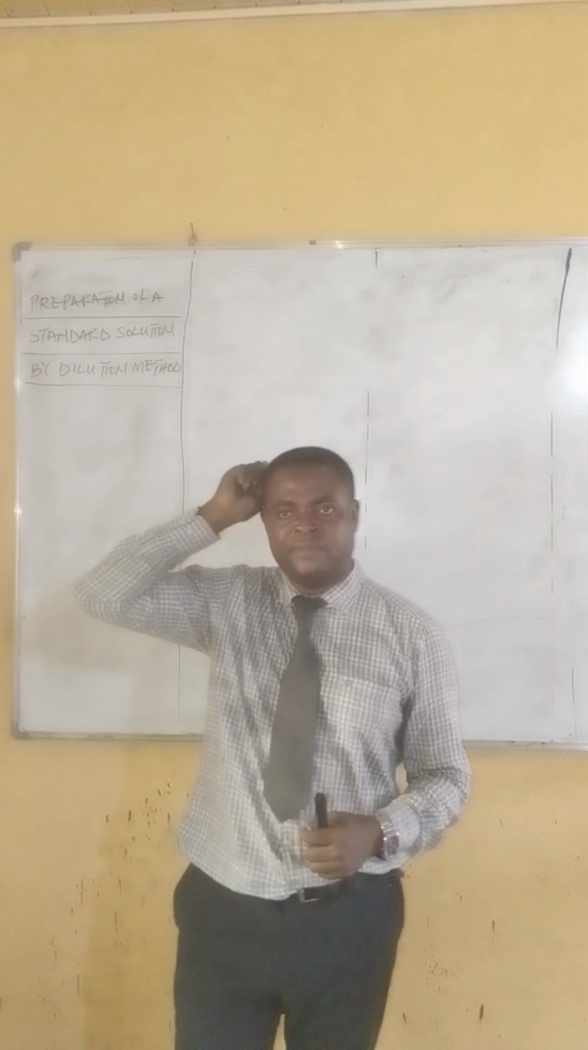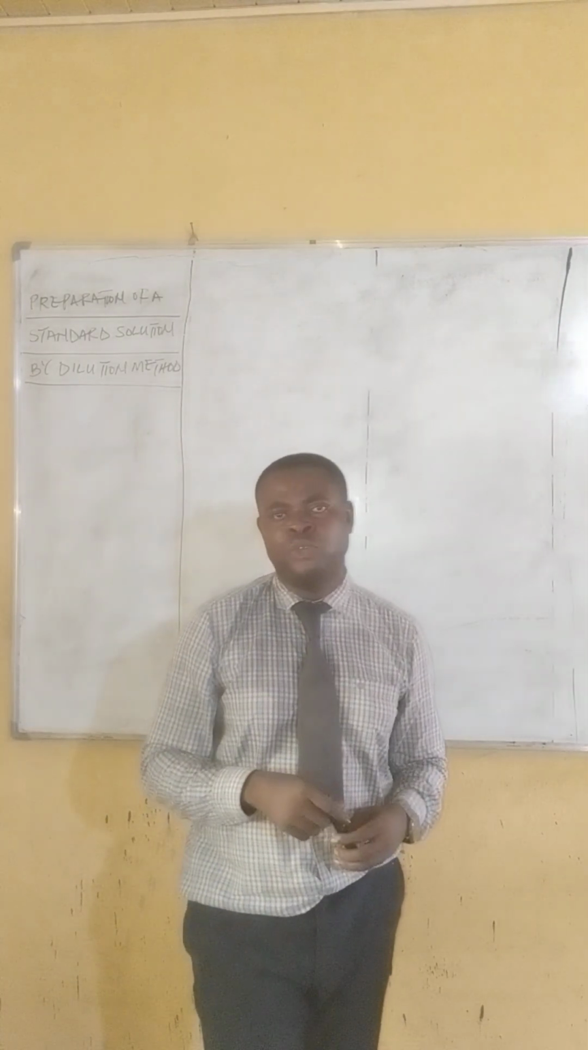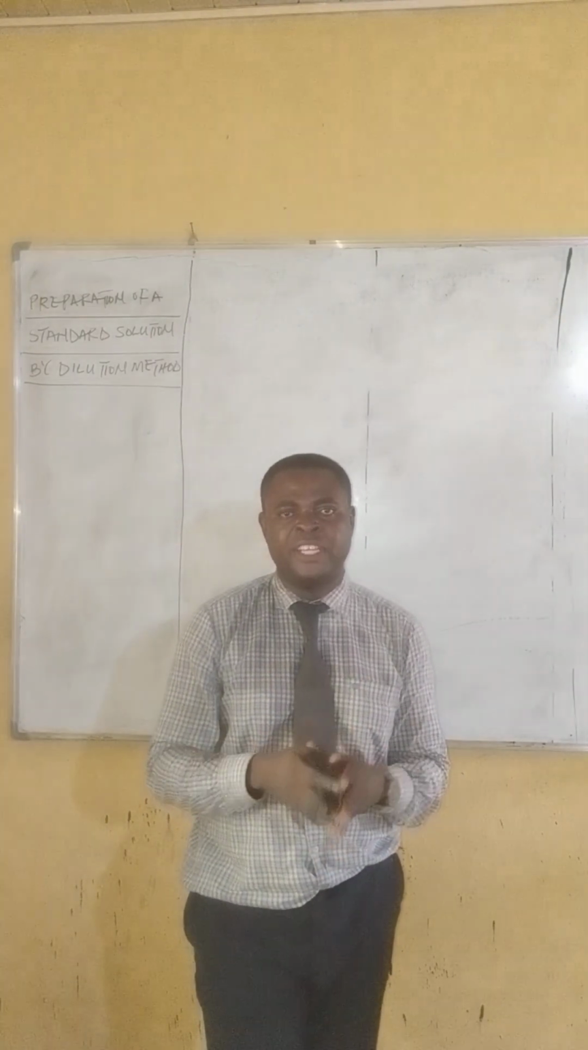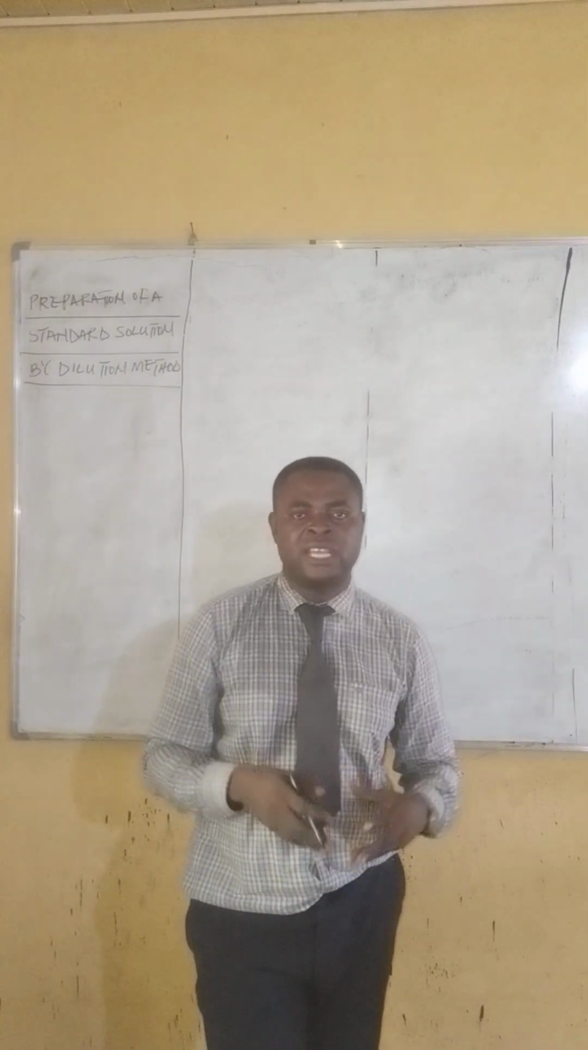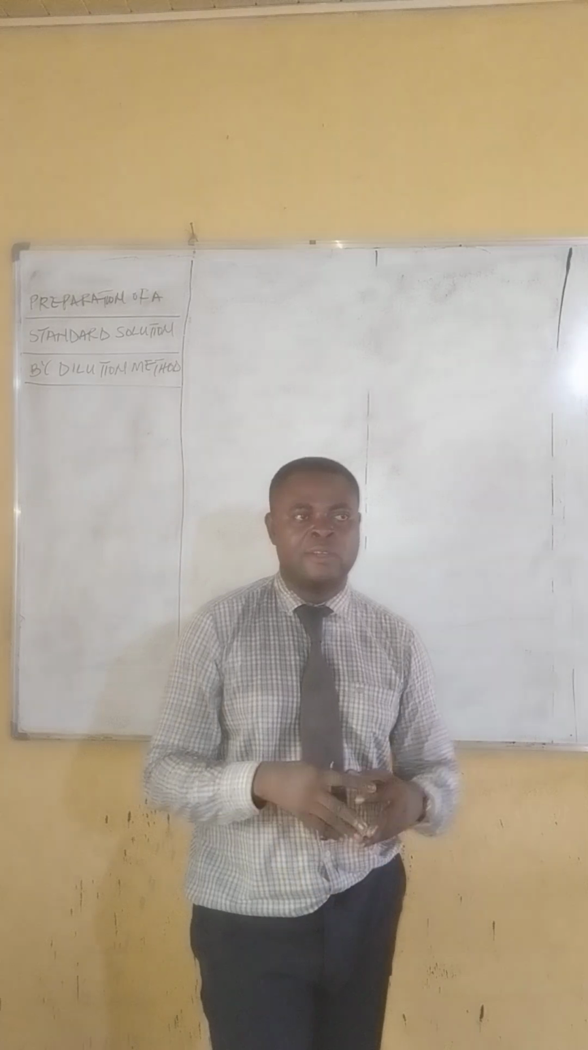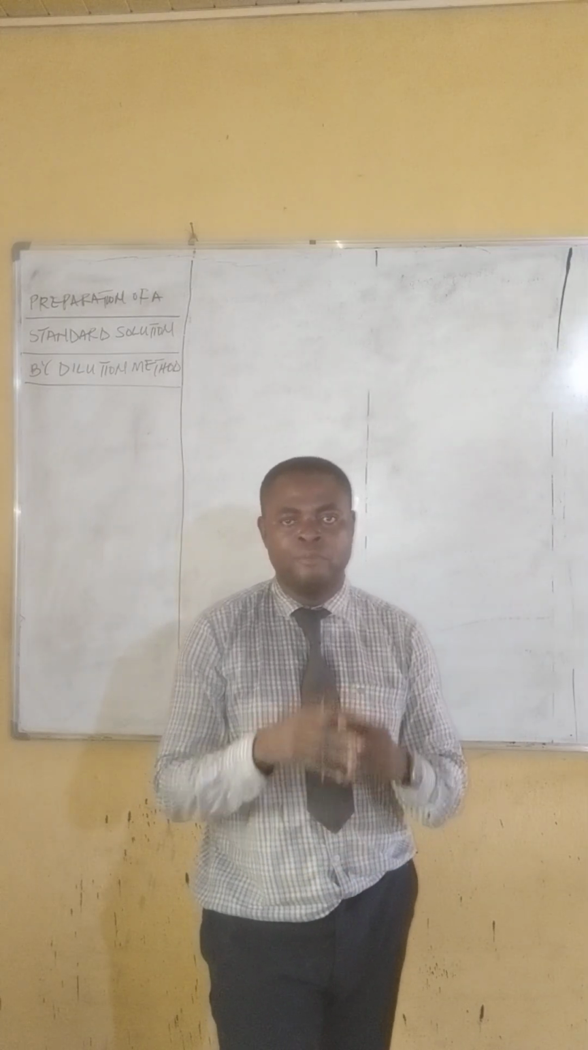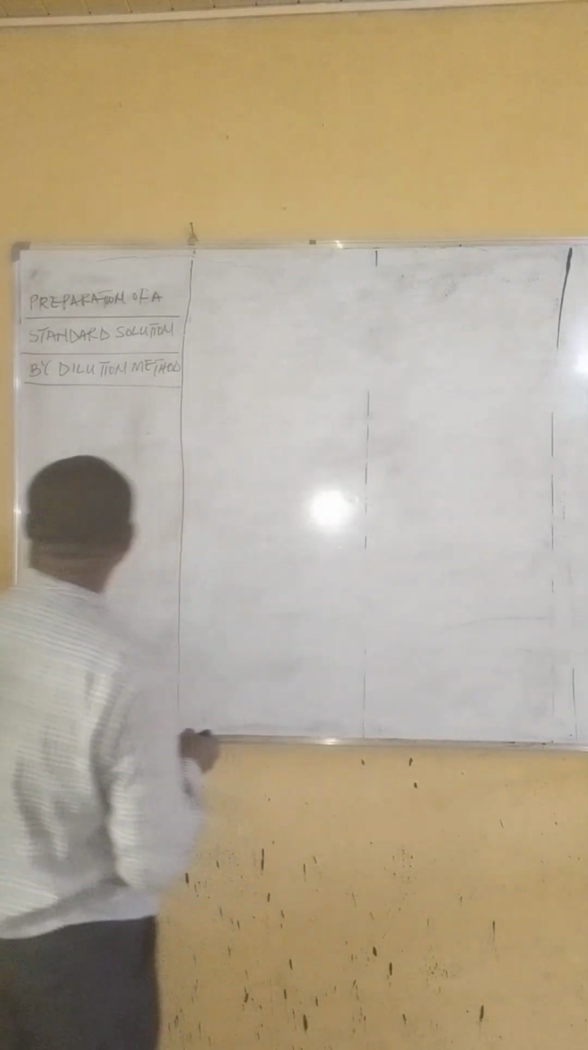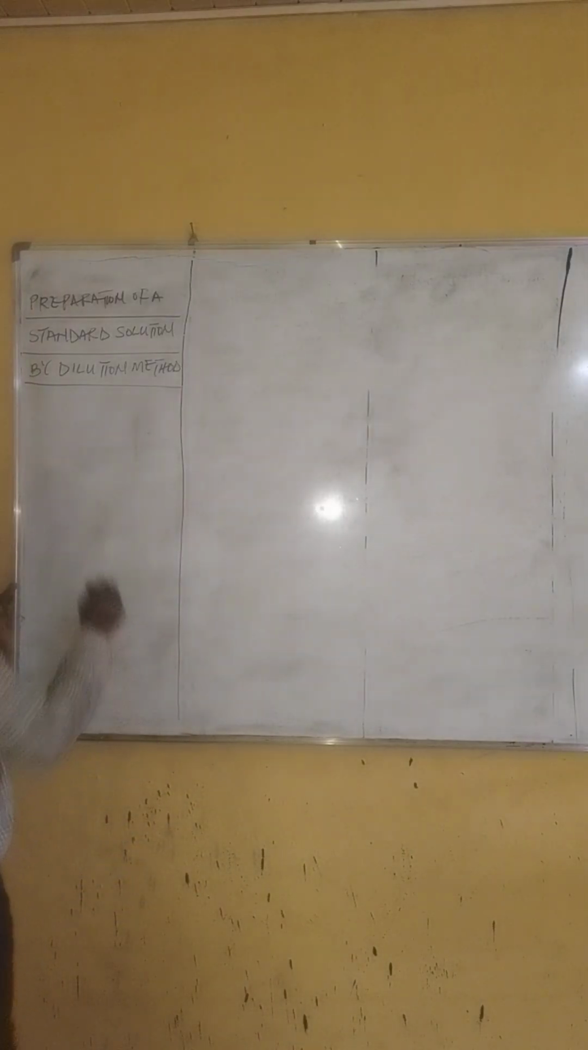Don't forget, in the part 5 video we talked about the methods of preparing a standard solution. And we said that there are two methods. The first one is gravimetric method, and the second one is dilution method. Now, what is dilution? Dilution means the addition of water.